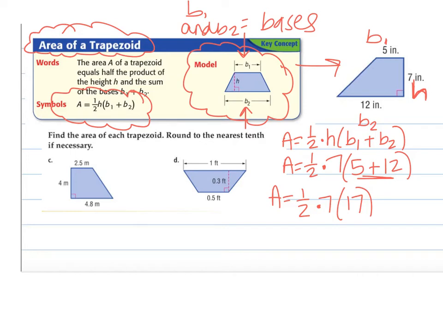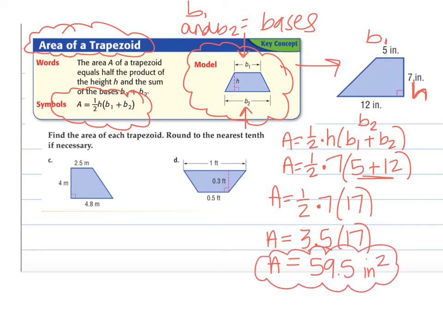And now I can just multiply in order. So I know 1/2 of 7 is 3.5. So I'm going to just simplify that to 3.5 times 17. I'm just keeping it in parentheses just because it was before, but it's really just the same as doing 3.5 times 17. So now I'm going to go 3.5 times 17, and I get 59.5 inches squared.